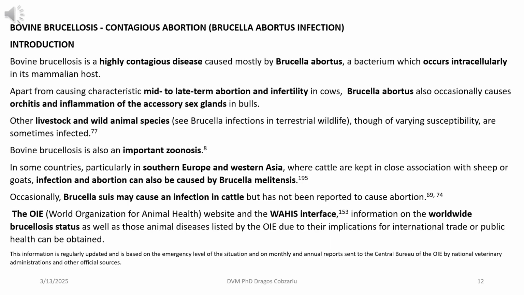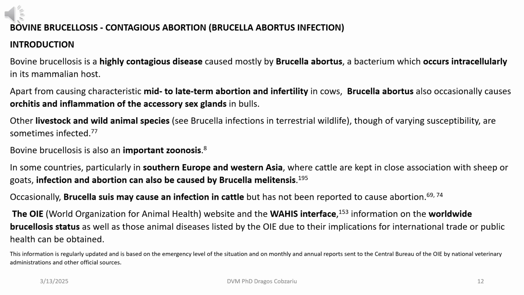Bovine brucellosis, contagious abortion by Brucella abortus infection. Bovine brucellosis is a highly contagious disease caused mostly by Brucella abortus, a bacterium which occurs intracellularly in its mammalian host. Apart from causing characteristic mid to late-term abortion and infertility in cows, Brucella abortus also occasionally causes orchitis and inflammation of the accessory sex glands in bulls. Other livestock and wild animal species, though of varying susceptibility, are sometimes infected.